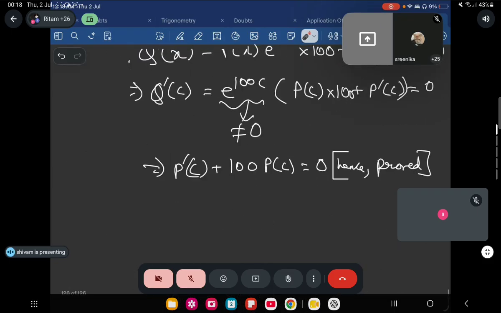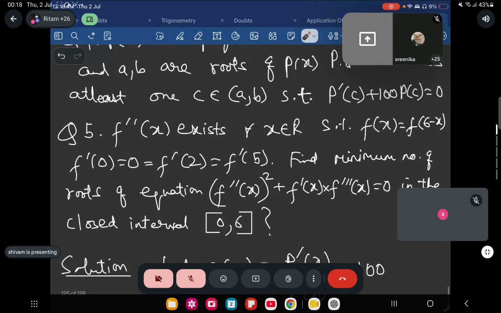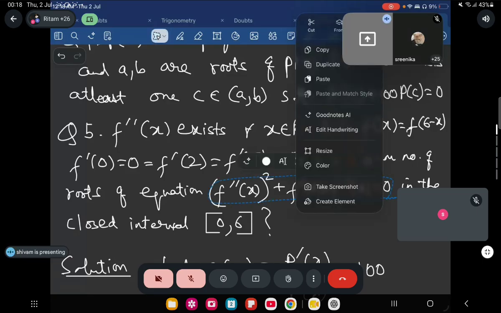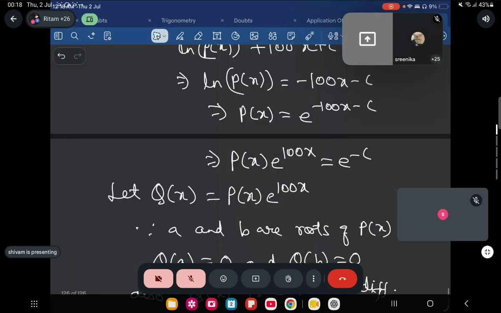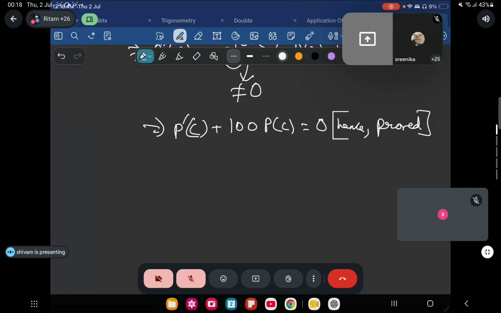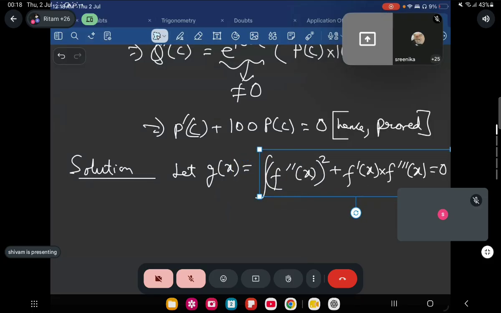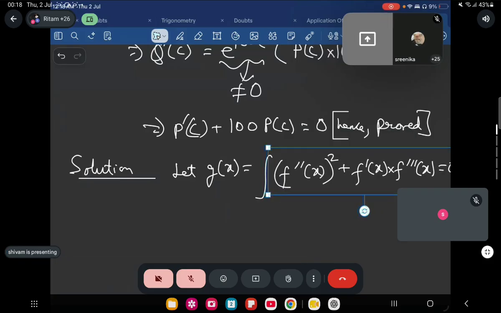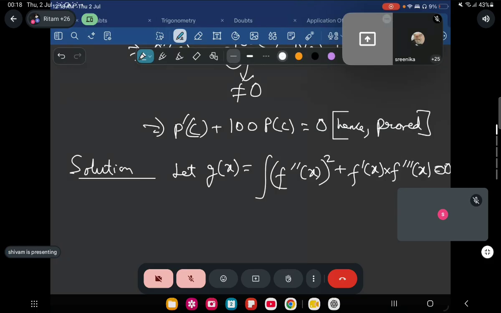Let g of x be the integral of this whole expression. Let's see what we are getting after integrating. Integral of f double dash x whole square. I think this is hard to integrate, but anyways, we can integrate this one.